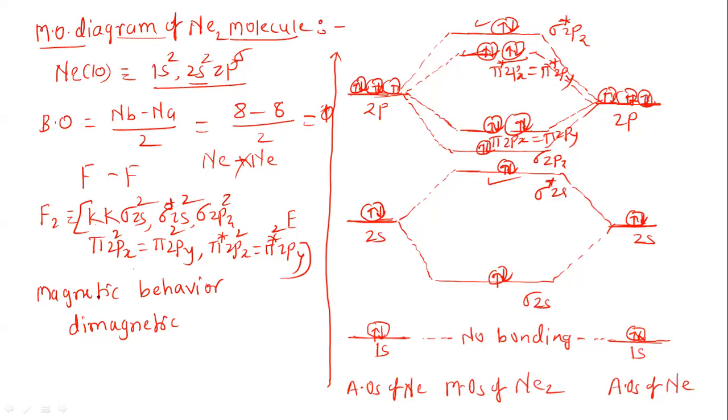On the basis of the MO diagram, we can explain three important things. First one is bond order. Second one is electronic configuration. And third one is magnetic behavior. As the atom has an electronic configuration, the molecule also has an electronic configuration. So this is the way to write the electronic configuration of the molecule.